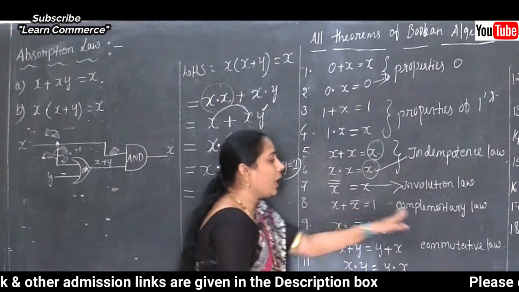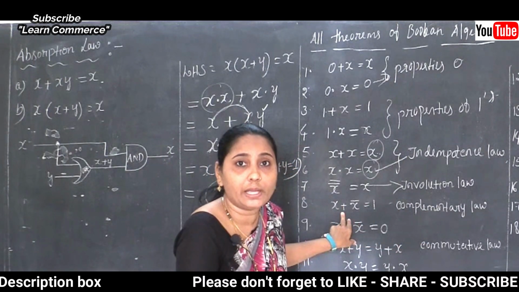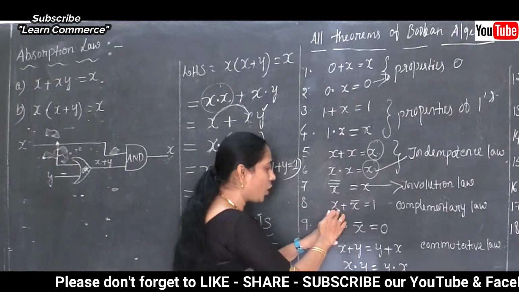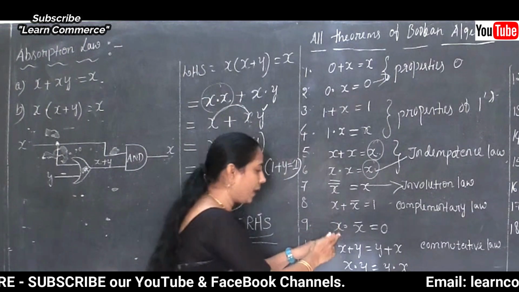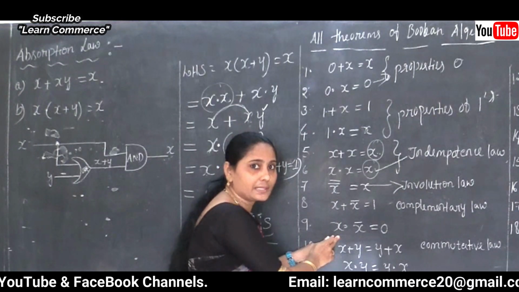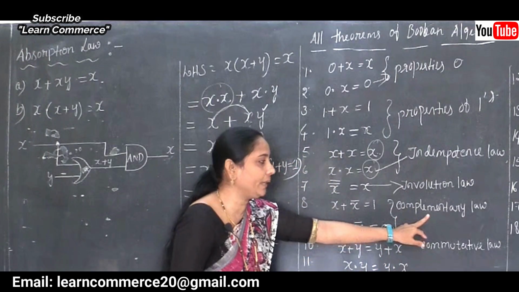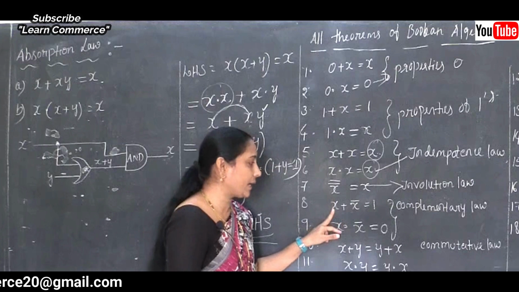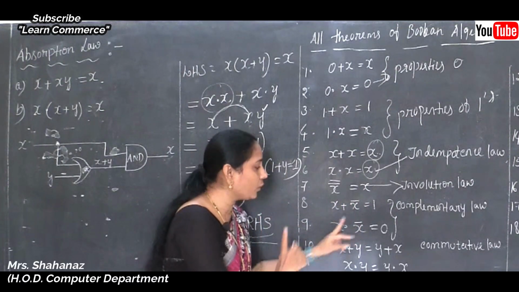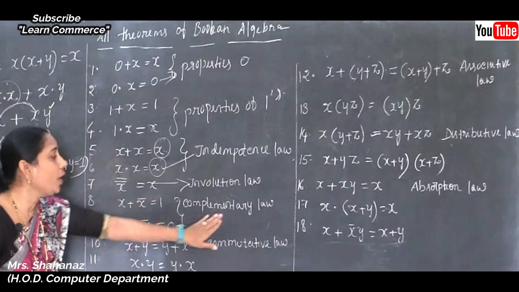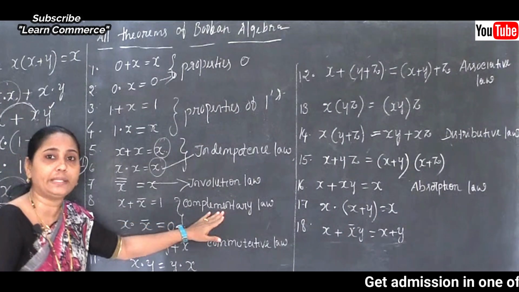And next, the complementary law. What about the complementary law? Combine a variable with its complement. This law states that x plus complement of x is equal to 1, and also x and complement of x is equal to 0. So these two laws come under the complementary law. Clear this point here? So x plus complement of x is equal to 1, and x and complement of x is equal to 0. The law name is the complementary law, or complementarity law.